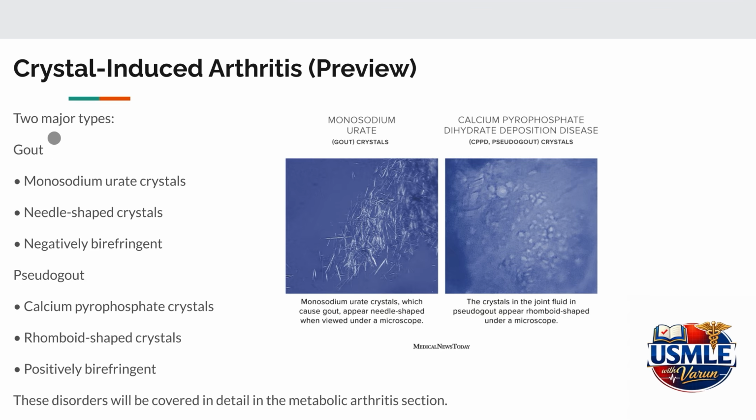Now, coming to crystal-induced arthritis. Crystal-induced arthritis includes gout and pseudogout. Gout is caused by monosodium urate crystals, which appear needle-shaped and negatively birefringent under polarized light, whereas pseudogout is caused by calcium pyrophosphate crystals, which are rhomboid-shaped and positively birefringent. These crystal patterns are frequently tested in all kinds of exams.